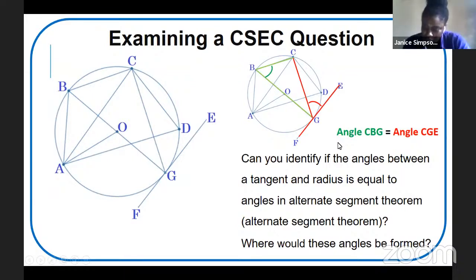I'll give them a few more seconds to see if anybody is able to identify that other pair. BGF, so I'm giving you one of the angles actually. BGF is the one that is formed between the chord and the tangent. Would you be able to identify the other angle in the pair that is equal? Shanika gave a response as well. All right, I'm seeing BCG.